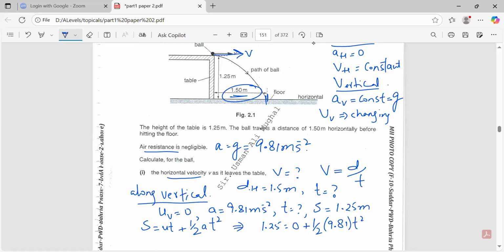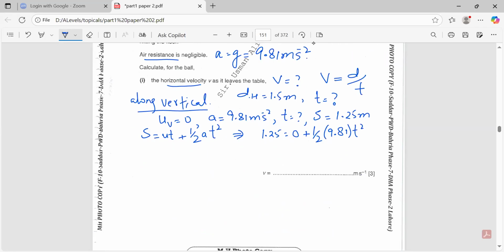So moving further, how are we going to find this time? Our time will be found when we solve this whole relation. This time will be equal to 2 multiplied by 1.25, whole divided by 9.81, and there was a square on time, so we are going to take the square root.